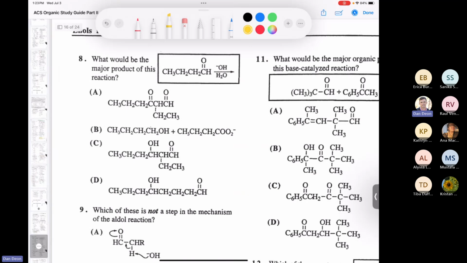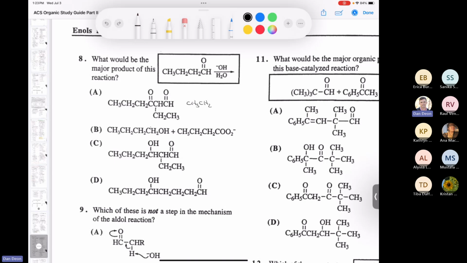All right, so let's see here. This one says, what would be the major product of this reaction in number 8? Keep in mind, we're taking the aldehyde and treating it with hydroxide. What we said was, since hydroxide isn't that strong of a base, you're actually going to have a mixture of the aldehyde that's shown here.